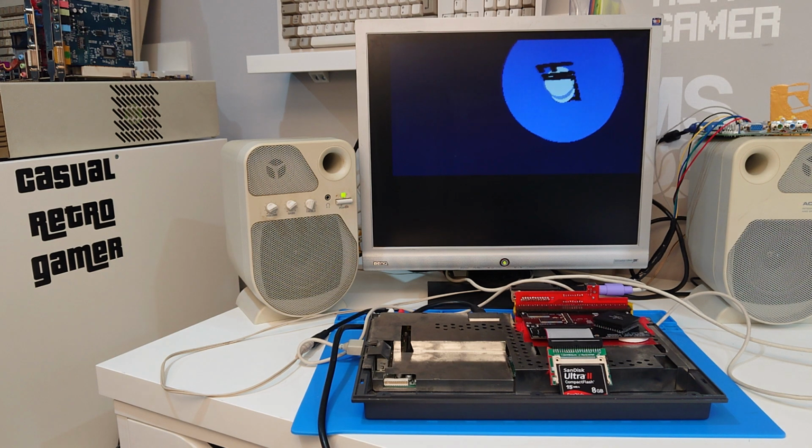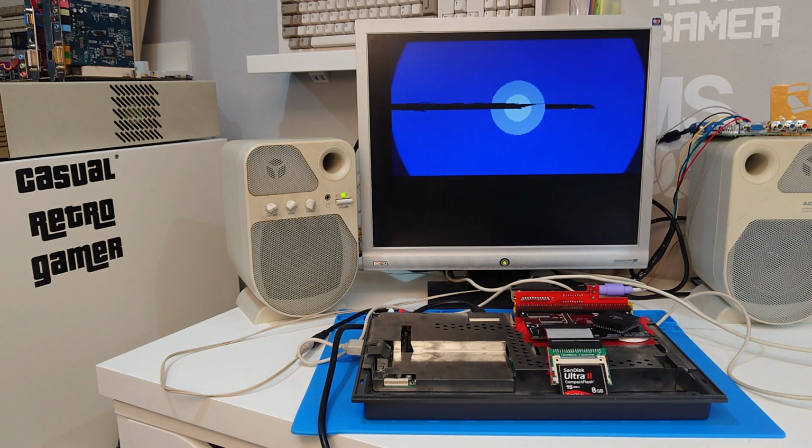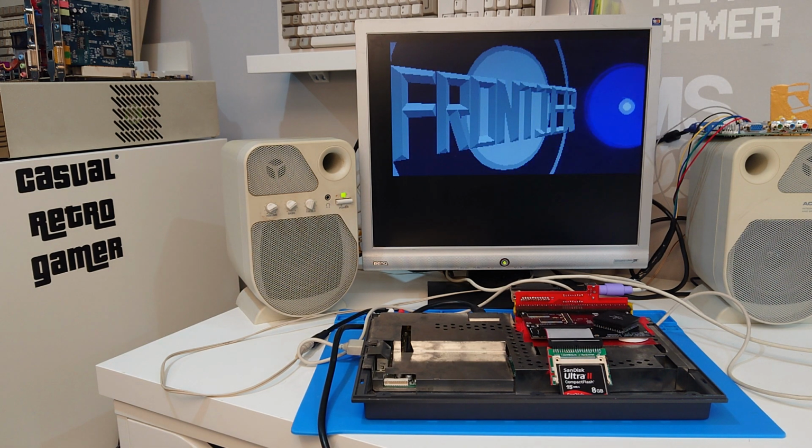Will the TF330 take a 120 MHz crystal? There's only one way to find out.